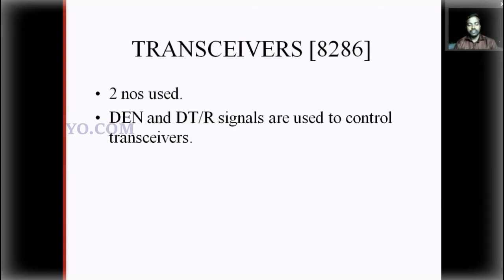Then transceivers. Two transceivers are used. The transceiver is used to control the data flow in forward and reverse direction. That means data transmission and data reception. Transceiver means transmitter and receiver. Here two transceivers are used. These transceivers are controlled by DEN and DT bar R bus signals. These two signals are coming from the bus controller.